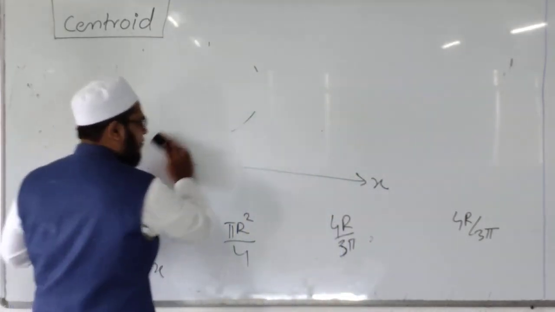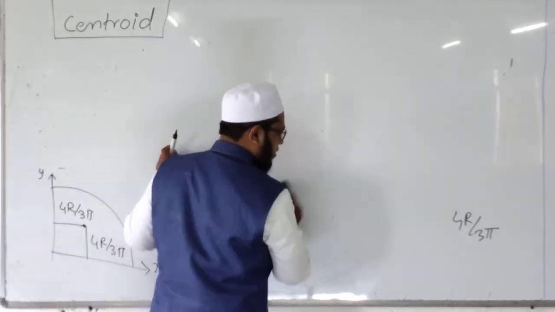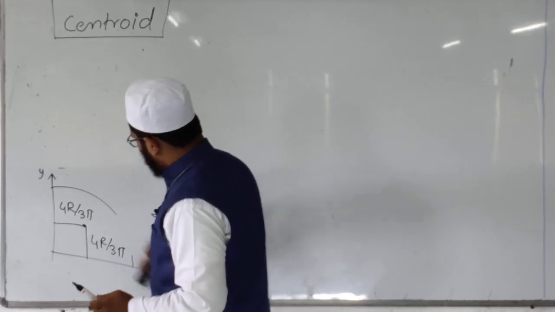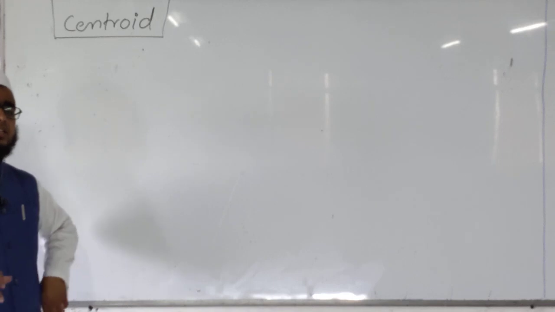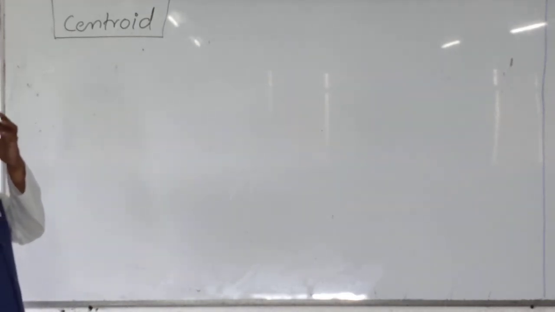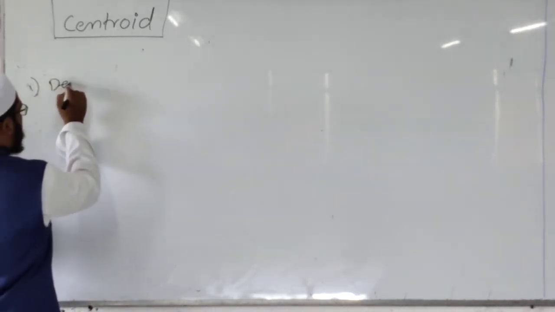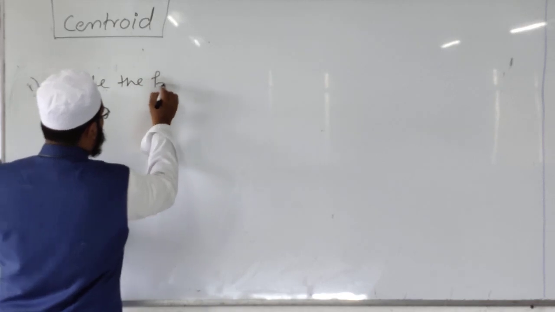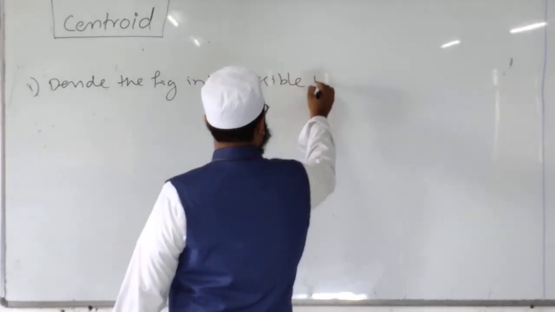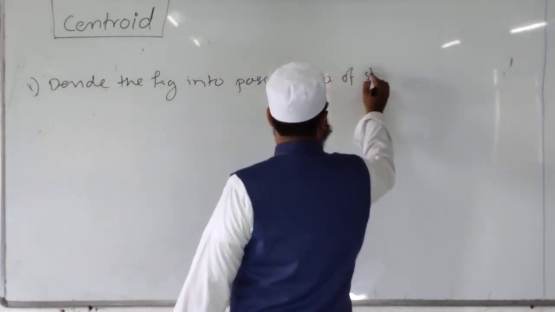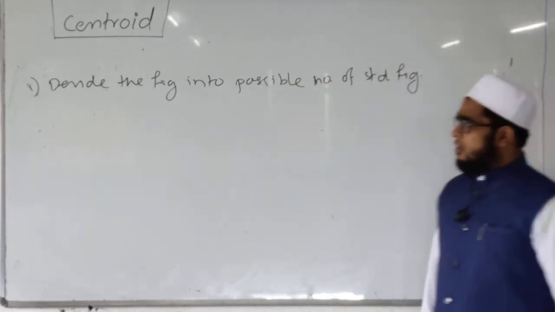But the question is, why are we finding this? Because in general the figure is of irregular shape. If an irregular shape figure is given and we have to determine the coordinate of the centroid, then the first step is to divide the figure into a possible number of standard figures. It is the first step.